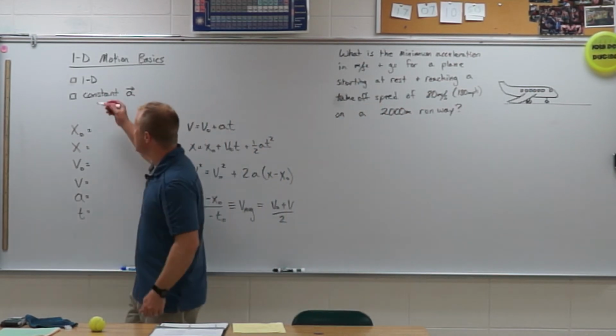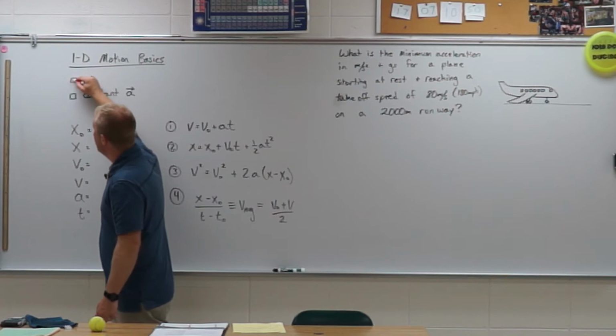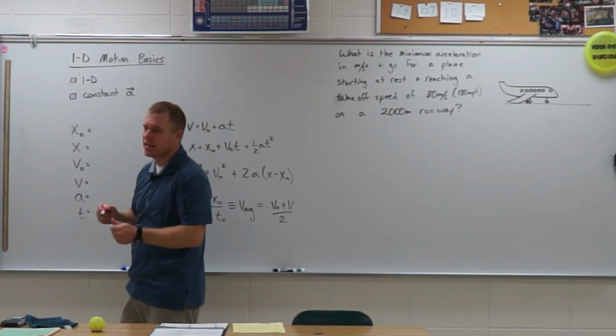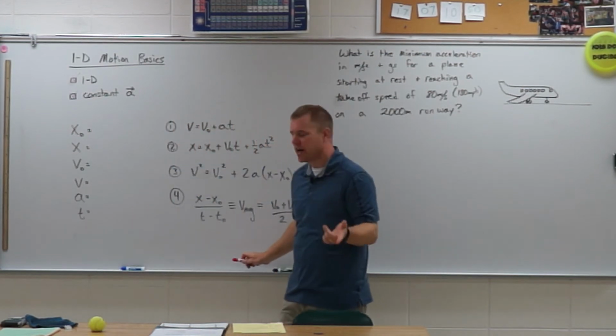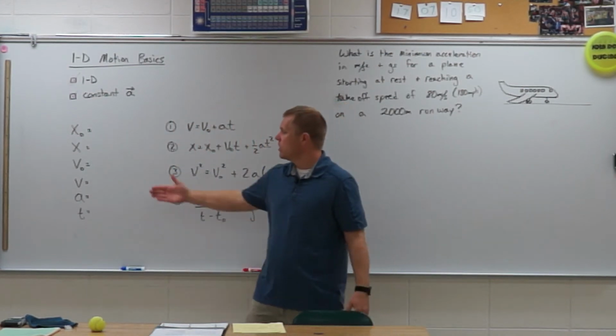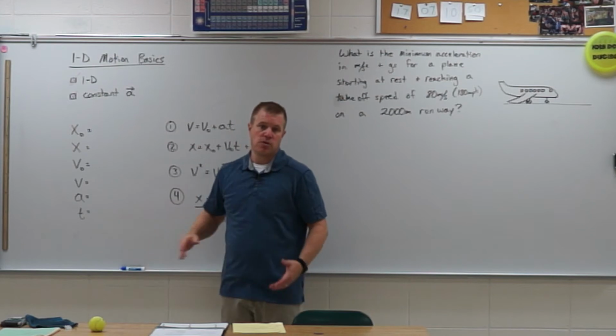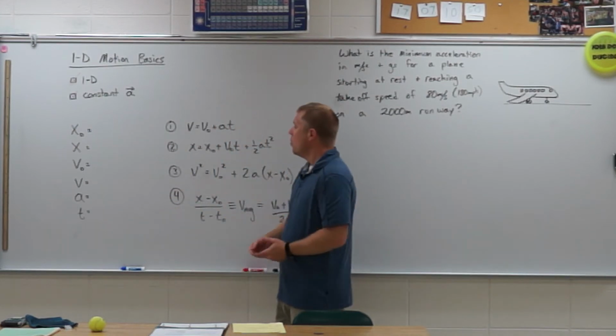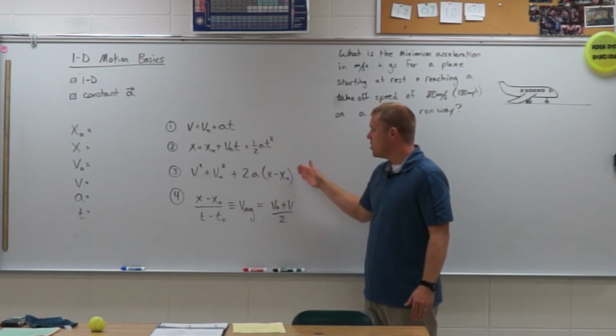And so the first things we need to do for this method is we need to make sure that we're doing one dimension and we have a constant acceleration. If those two things are checked off, we're going to list our variables. We're just going to make our list the same every time so it's consistent. We're also going to list out our equations.